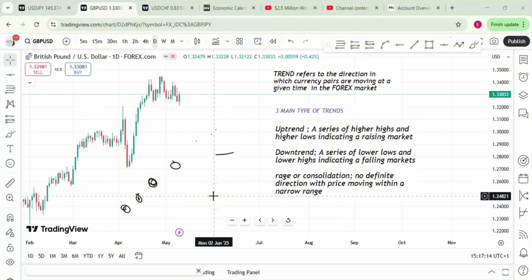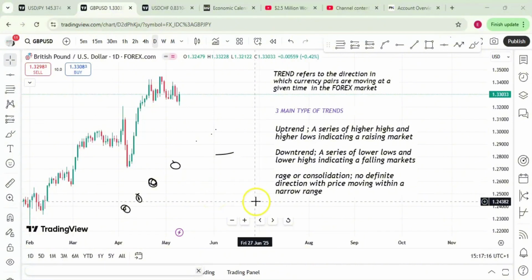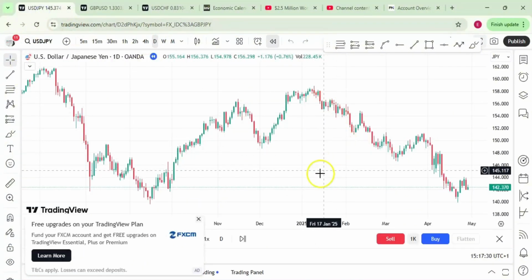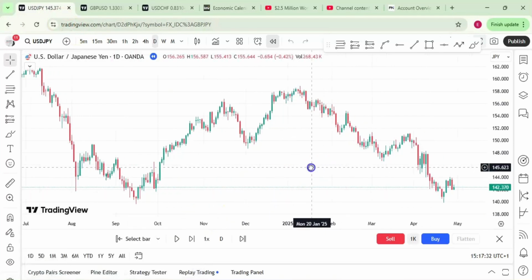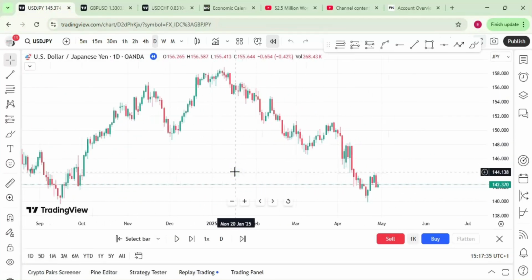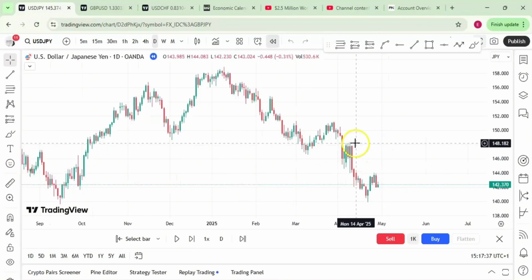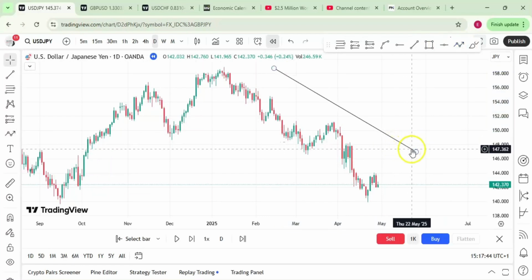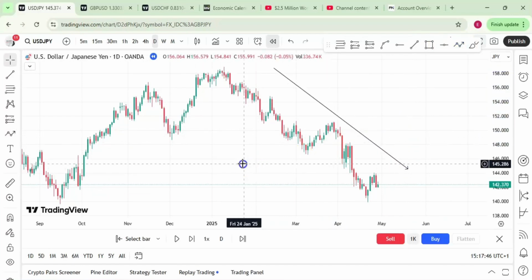So now let's look at an example of a downtrend, and we are basically saying that a downtrend has a series of lower lows and lower highs, indicating a falling market. So a good example can be USD JPY, that's the United States dollar against the Japanese yen. So this is a downtrend because the market's direction is falling, or there are bears in the market. You can see there are sellers in the market.